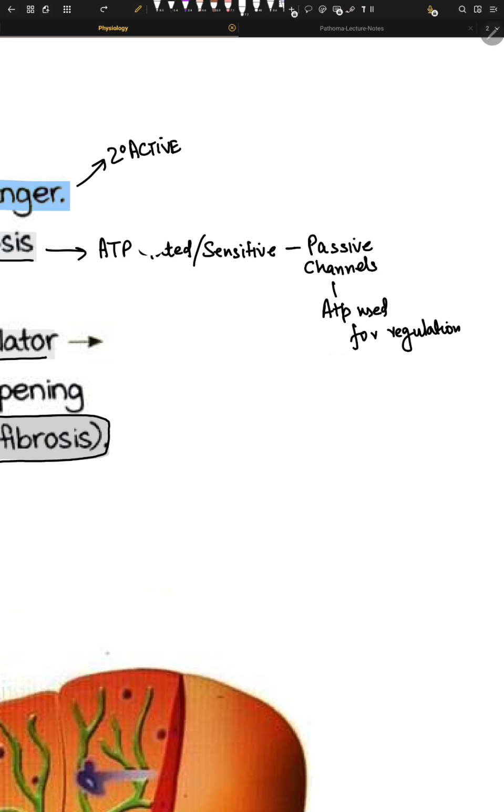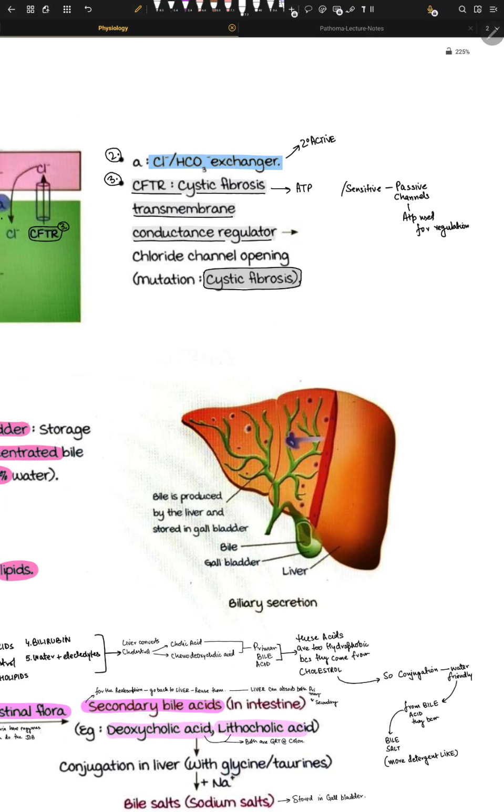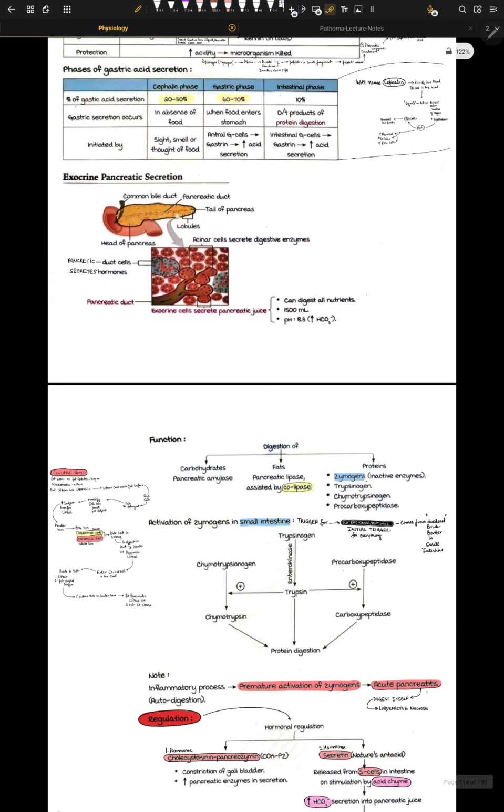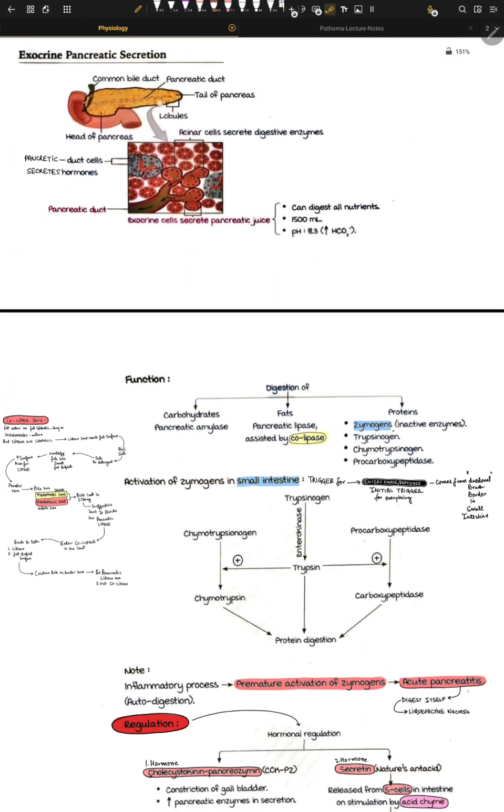So that's the story of this CFTR. I hope we understand this topic. So that was pancreas for you, but the exocrine pancreas.